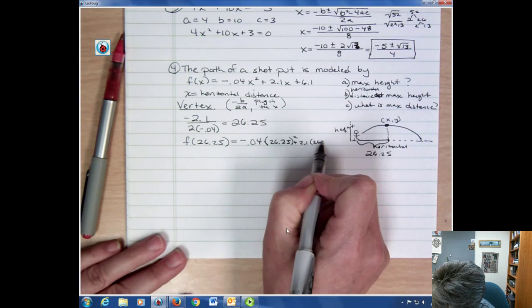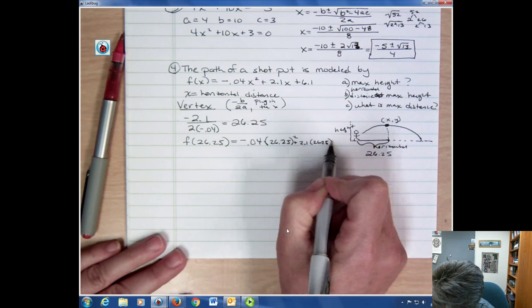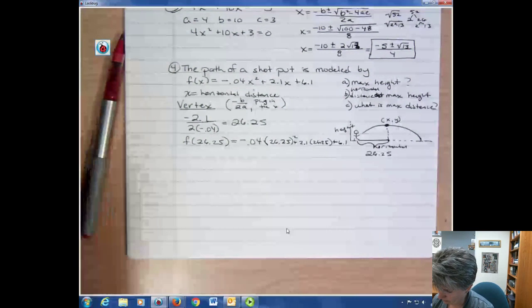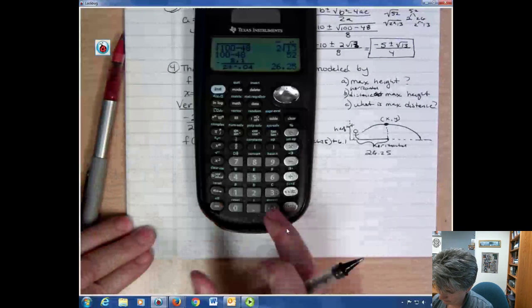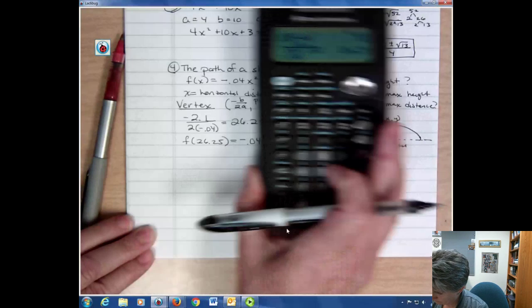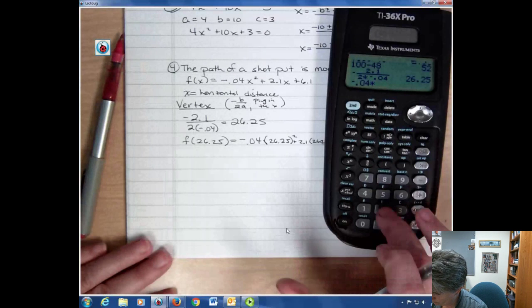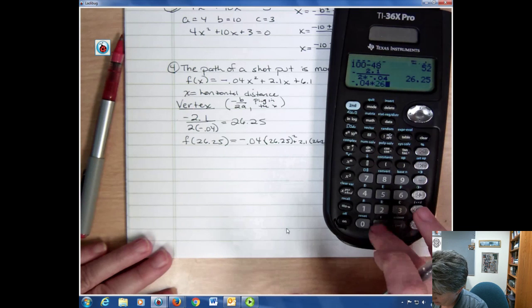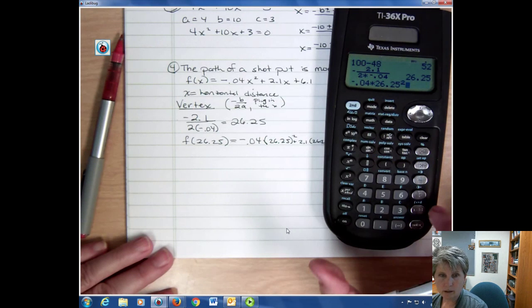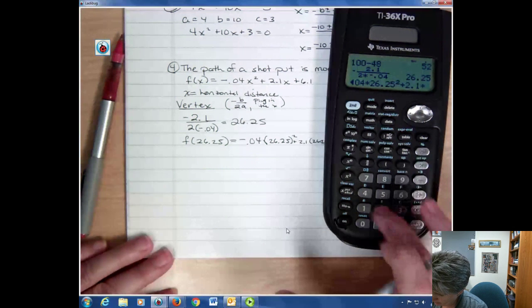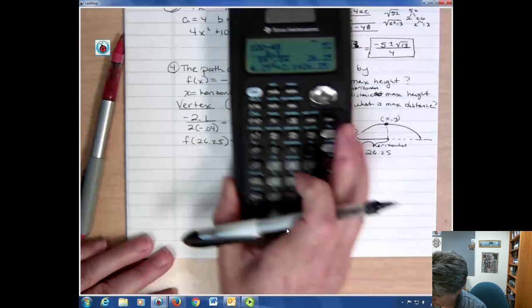I did not write very smartly. I'm barely squeezing this in. That's what I'm plugging in. And of course, I'm going to do that on my calculator: negative 0.04 times 26.25 squared plus 2.1 times 26.25 plus 6.1.